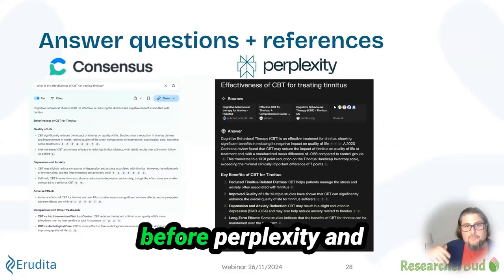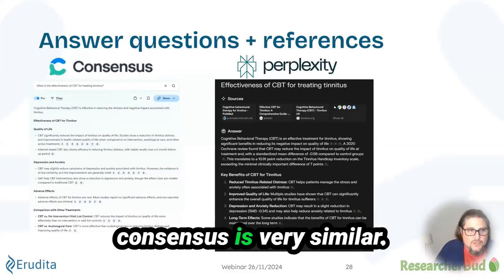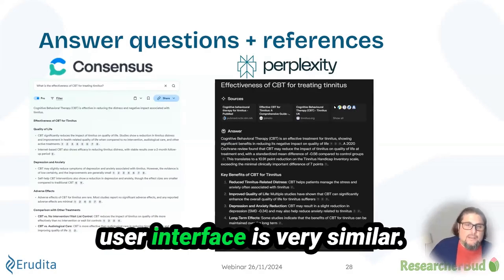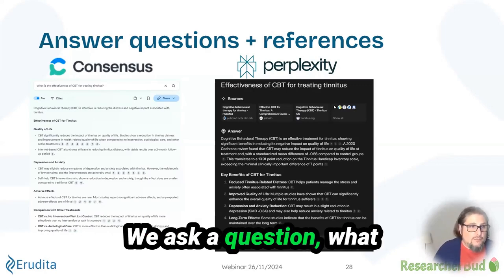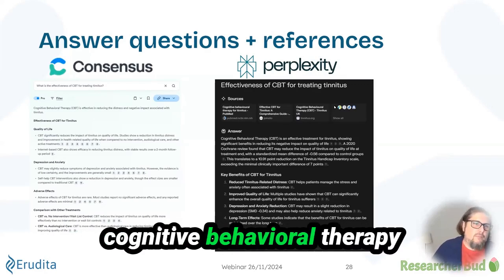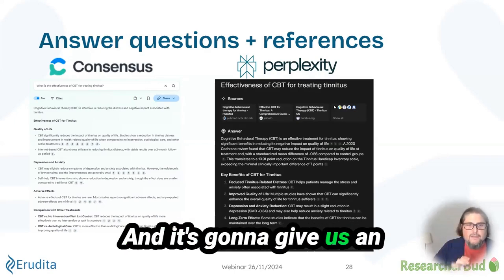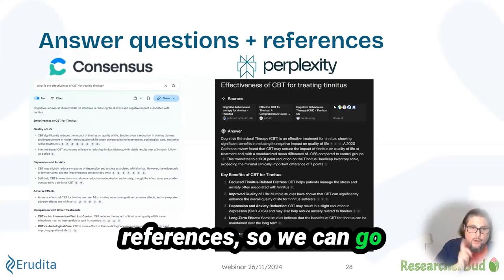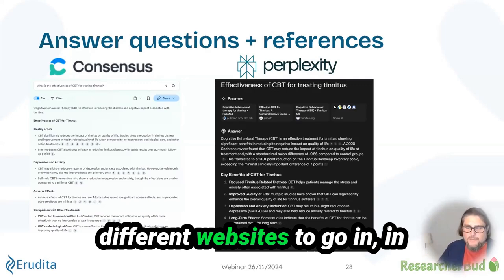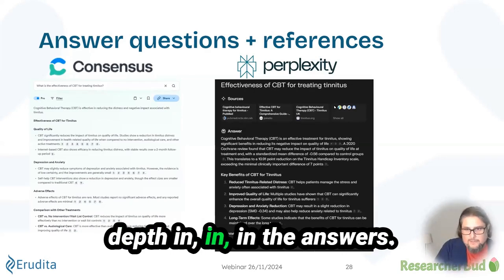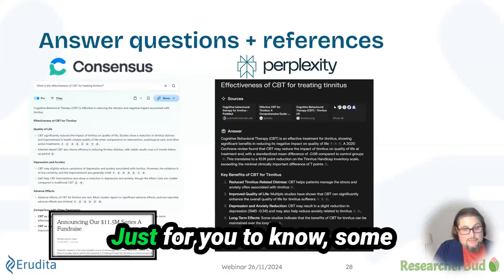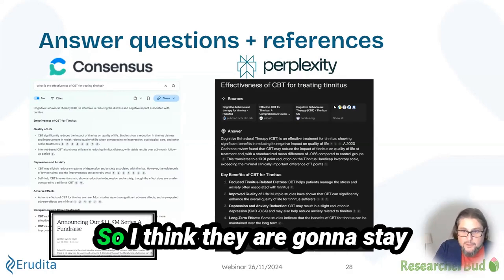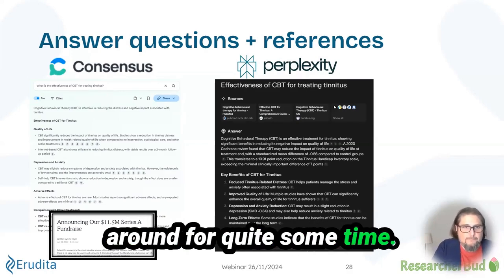And I mentioned Perplexity before, and Consensus is very similar. As you can see, even the user interface is very similar. We ask a question: what is the effectiveness of cognitive behavioral therapy for treating tinnitus? And it's going to give us an answer, with numbered references, so we can go to different papers or websites to go in depth. Just for you to know, some of these AIs are getting quite some funding, so I think they are going to stay around for quite some time.